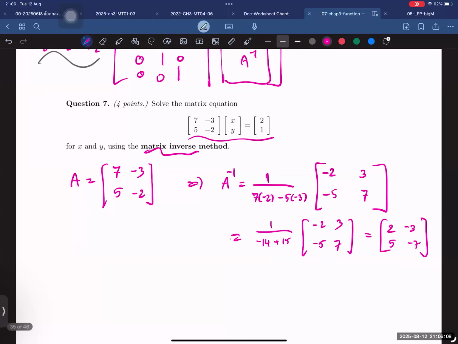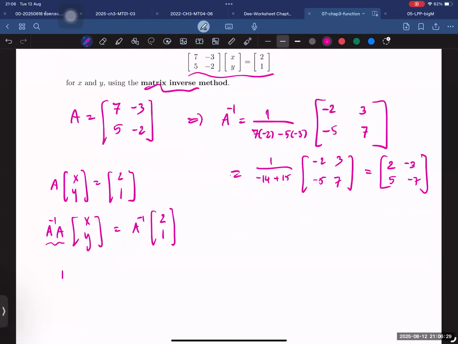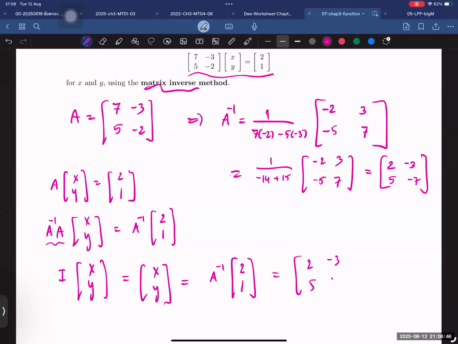Therefore, to solve for x and y, we have A times x and y equal to 2 and 1, right? So if you multiply by A inverse on both sides, we have A inverse times A times x y. A inverse times A is identity. So we got x and y. Identity times any vector is just the vector. So on the right hand side, it's just A inverse times 2 and 1. Therefore, this is 2, 5, negative 3, 7, and negative 7 times 2 and 1.